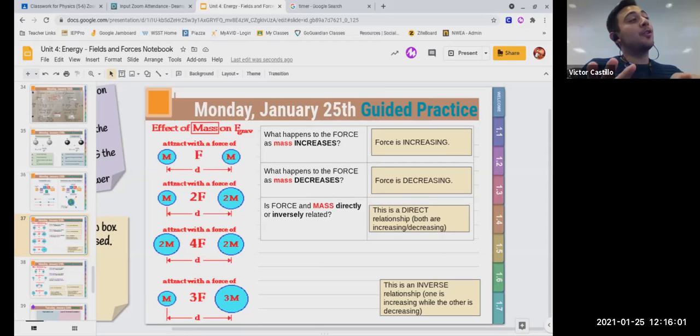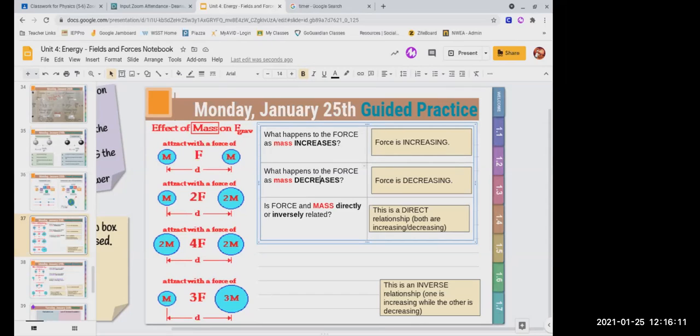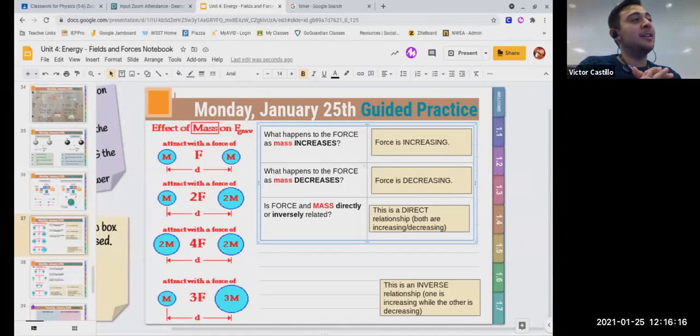Okay. I like that you focus on that. Like you said, when force is decreasing, mass is decreasing. How do you know that? Because they're both going down? Yes, that's a great way of seeing it, Sarai. Thank you. It's a direct relationship because when one increases, the other one increases too. And so if mass decreases, force is also going to what? Decrease. Very good job. Thank you so much for that, Sarai.